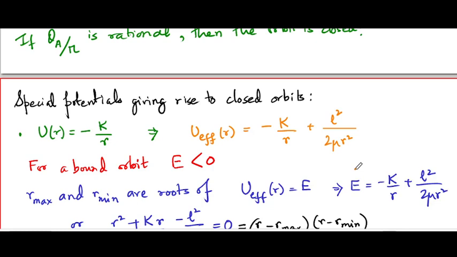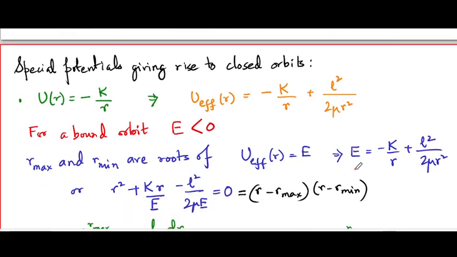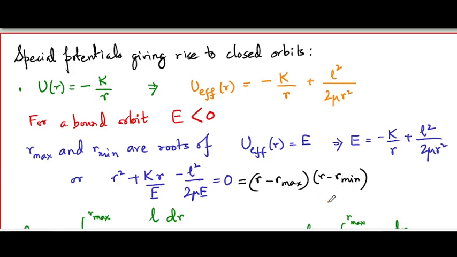Now, this equation can be rewritten in a slight manner. You just multiply through by R square and divide by E to rewrite this equation in the form of a quadratic in R square. And because the two roots are Rmax and Rmin, and also because the R square here has coefficient of 1, this is nothing but R minus Rmax into R minus Rmin. This form will be useful for us soon.